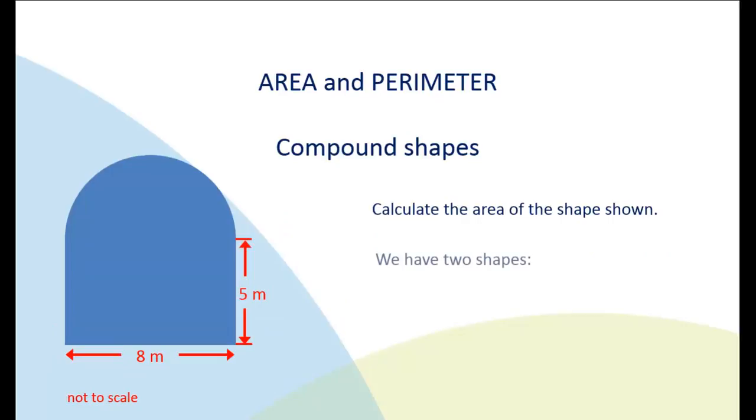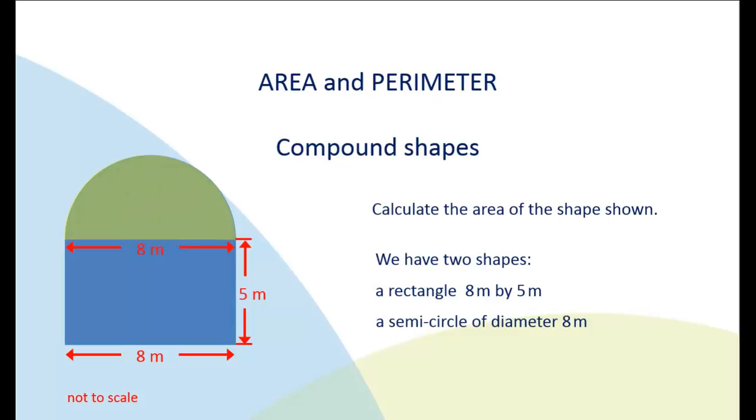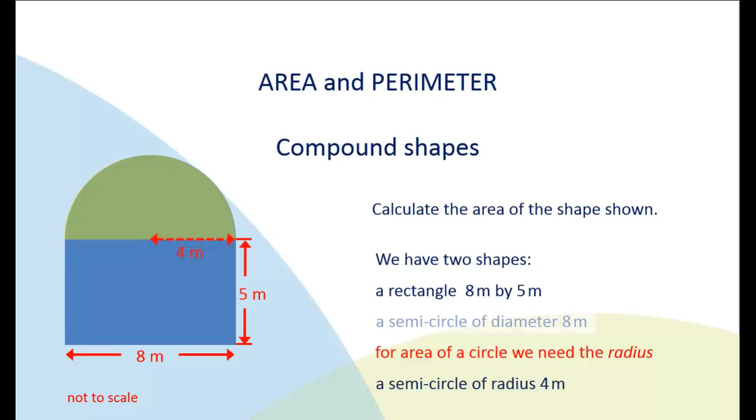So we've got this funny looking thing here, and we've got two shapes in this one. We've got a rectangle that's 8 meters by 5 meters, and then we've got a semicircle, and the diameter, the distance from edge to edge through the center, is 8 meters. Now, for the area of a circle, remember the formula is pi r squared, so we need the radius. If the diameter is 8, we could say the radius is 4. The radius is half the diameter.